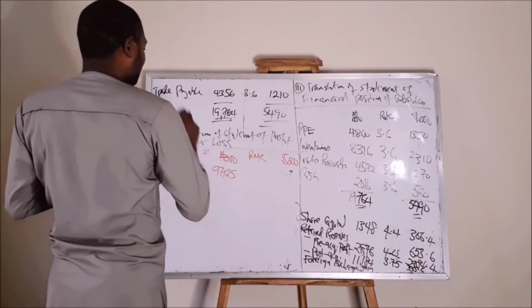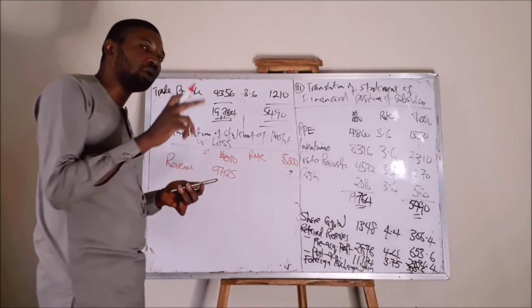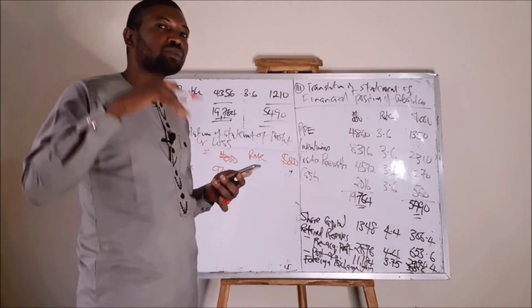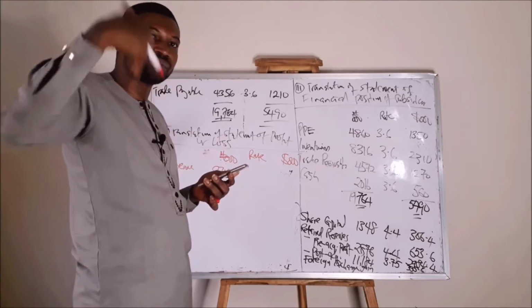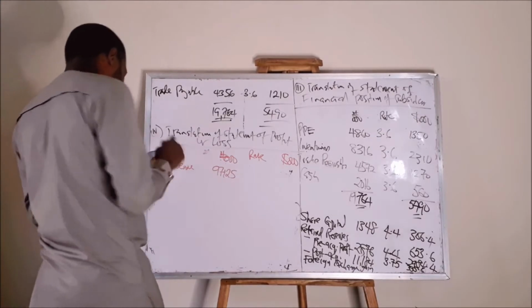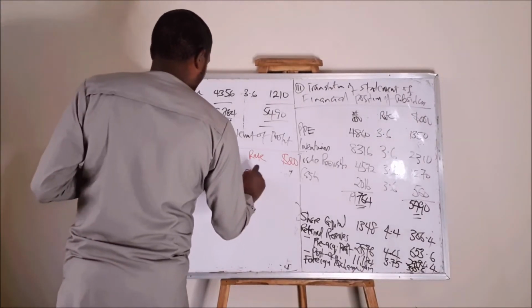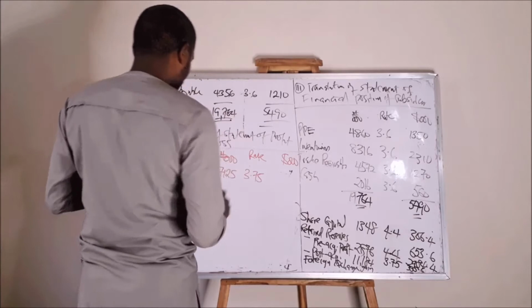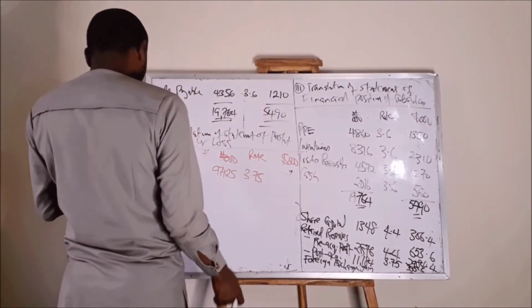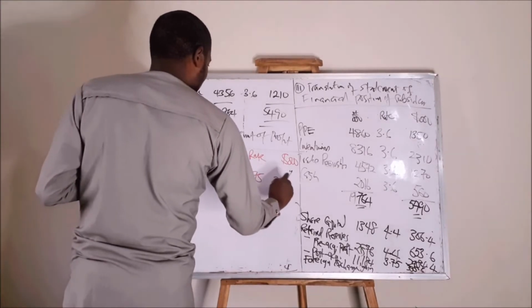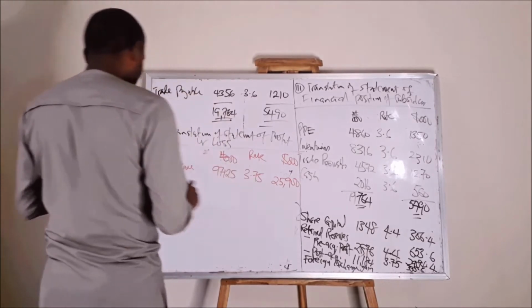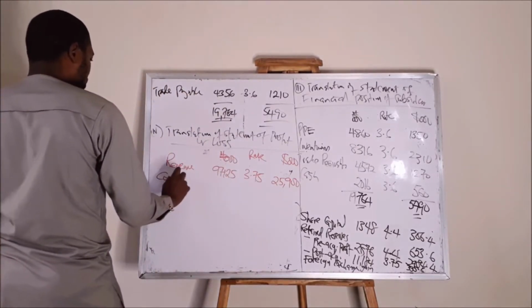97,125 naira. And remember, we say anything under statement of profit or loss, we use an average rate to translate items under the profit or loss account, income and expenses. An average rate in this question is 3.75. So if you divide this with this, remember we are converting to naira, you are going to have 25,900. Then the next is the cost of sales.